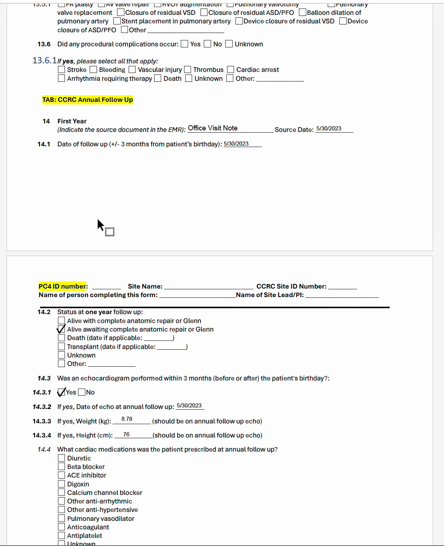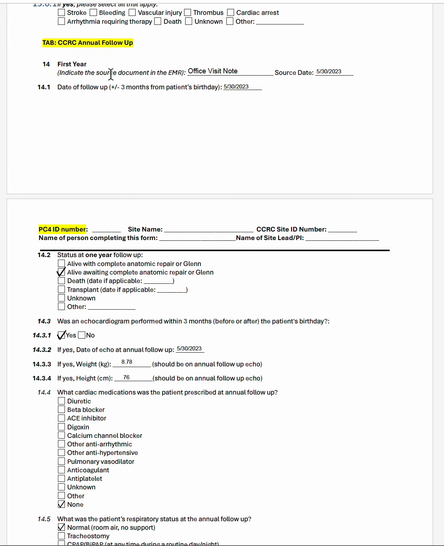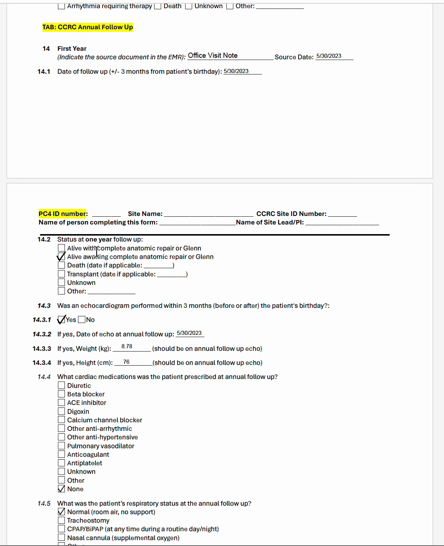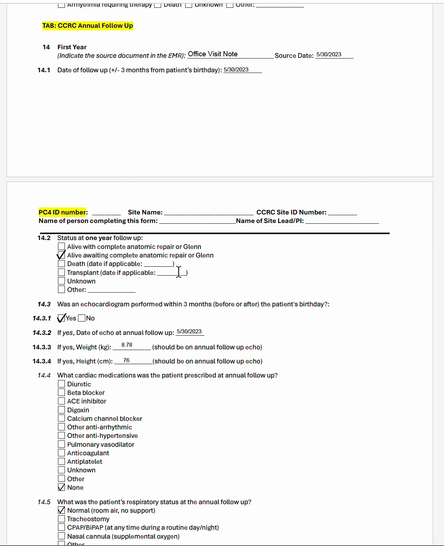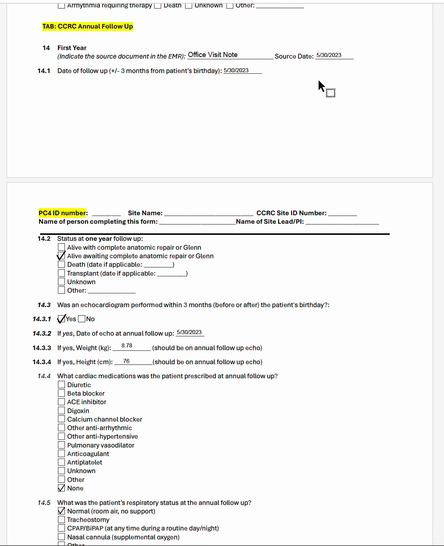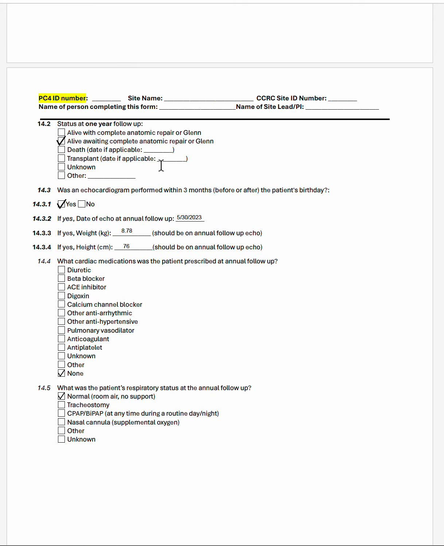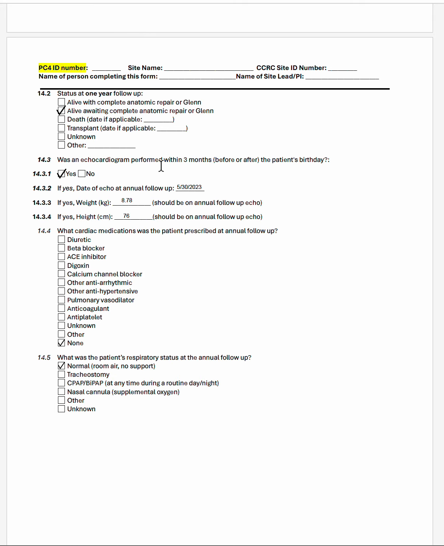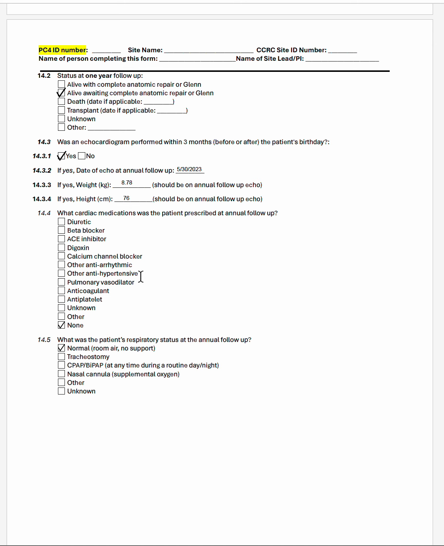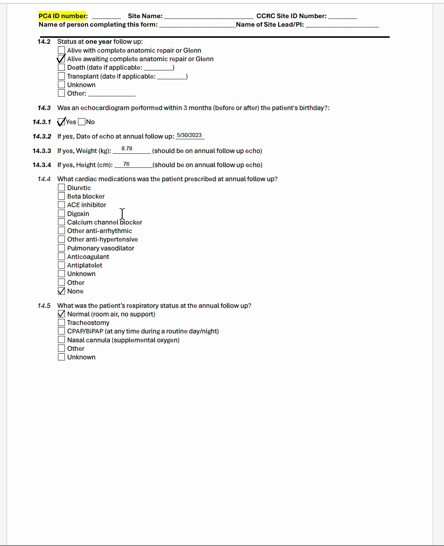If your subject has had their annual follow-up, please fill out this information. We're going to take the source and the date for that as well, the date of the follow-up, status at the 1 year, if an echo was performed, and if it was, the date, the weight, the height, any meds that were prescribed at the time of the annual follow-up, and respiratory status.